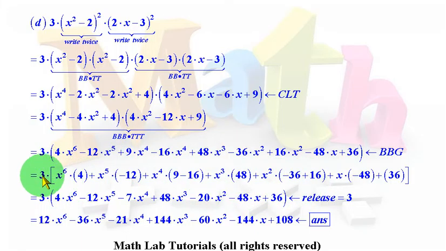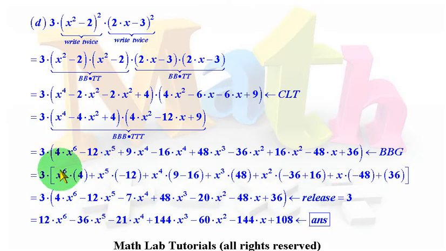So again, we drop down the 3, and all we have to do is simplify at this point. We get 4x to the power 6 minus 12x to the power 5. And over here, 9 minus 16 is minus 7x to the power 4. And then we get a 48x cubed. And minus 36 plus 16 is minus 20x squared. And we get minus 48x. And then finally, plus 36. And at the end, and only at the end, will you release the 3.